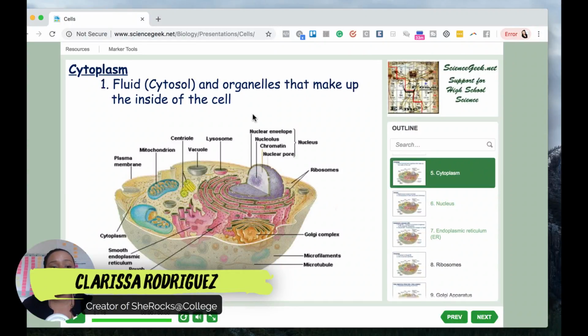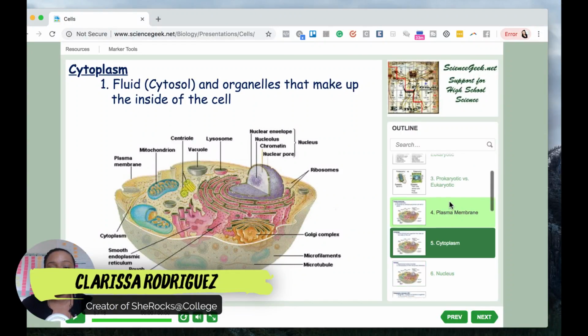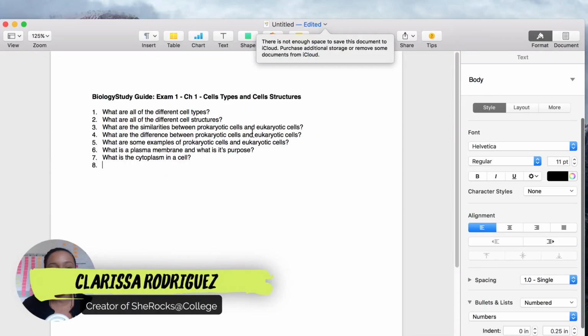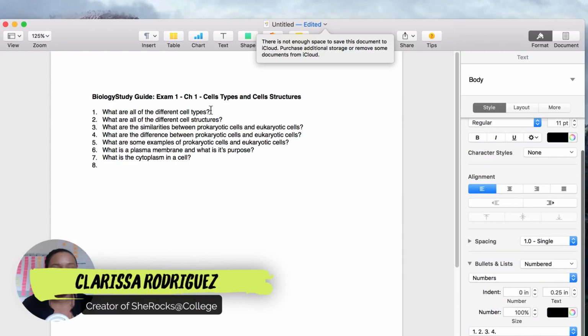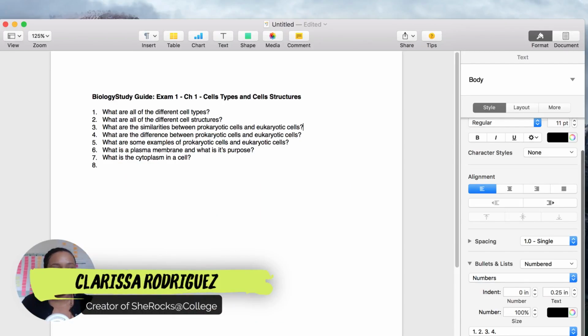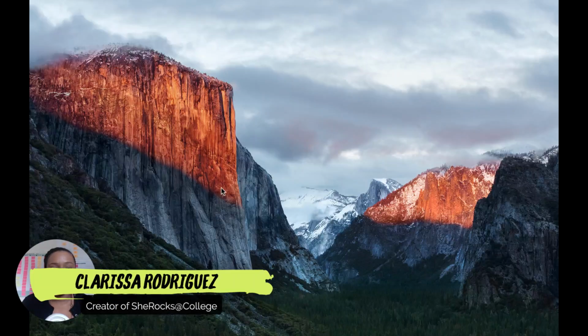And again, you can pull out the same information from your textbook or from your PowerPoint. So I would go in here, and for a prokaryotic cell versus a eukaryotic cell, I know that these are 2 different cell types. So I would put that here. The similarities and the differences, well, it's written for me right here. Right? So I have my notes here already, and I have questions that I can use as a study guide. So that is how easy it is.